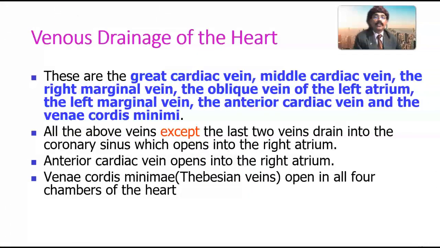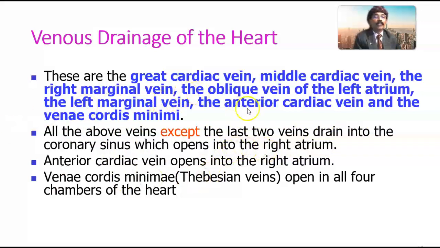Venous drainage: these are the great cardiac vein, middle cardiac vein, and the right marginal vein. The oblique vein of the left atrium, left marginal vein, anterior cardiac veins, maybe 2 to 3, maybe 1, and the venae cordis minimi, these are many. All the above veins except the last two drain into the coronary sinus, which opens in the right atrium.